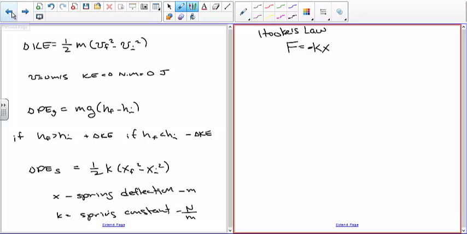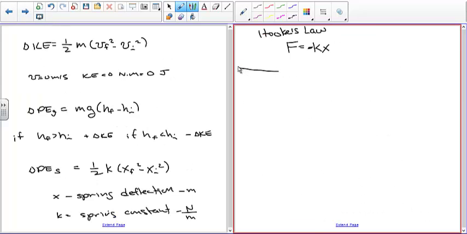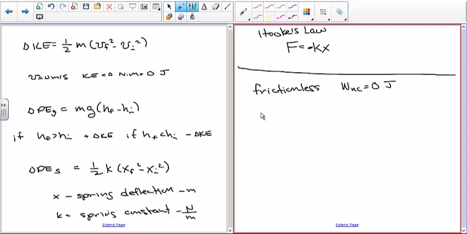So remember what we did. The procedure is you write out the full form, and then you get rid of what you can't use. So if it says frictionless, that means that the non-conservative work equals 0, so you can get rid of that. If it says a flat surface, so if something's moving on a flat surface, then that means h final equals h initial, or that the change in gravitational potential energy is 0 joules.